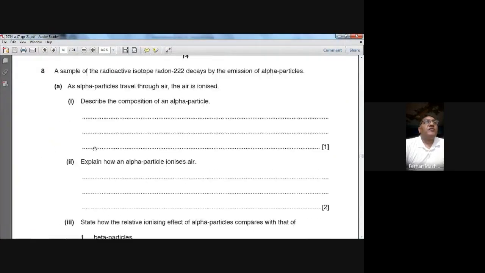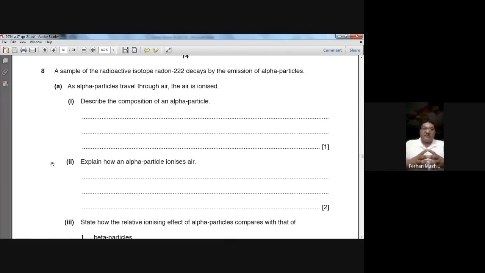Okay, dear students, we are moving to question number 8. A sample of radioactive isotope radon-222 decays by the emission of alpha particles. As alpha particles travel through air, the air is ionized. Describe the composition of alpha particle. You know, the alpha particles are like helium nucleus.